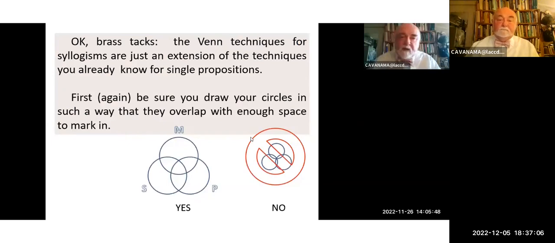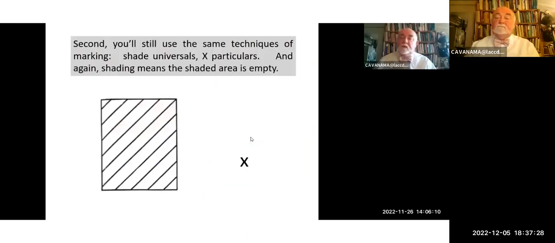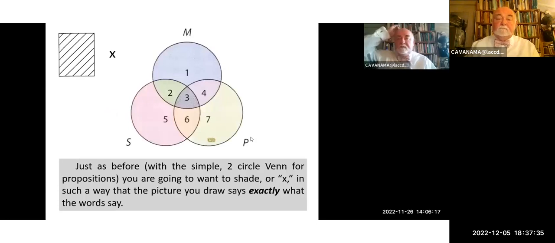Okay, so brass tacks. The Venn techniques for syllogisms are an extension of the techniques you already know for the single propositions. So, for example, just like for the simple propositions, be sure that you've got enough space where the circles overlap. Don't draw them the way I've done on the right-hand side, draw them the way in the middle, because you're going to need to mark potentially. And again, your only two marks are shading and Xing. You remember, what does the shade represent? It represents emptiness.